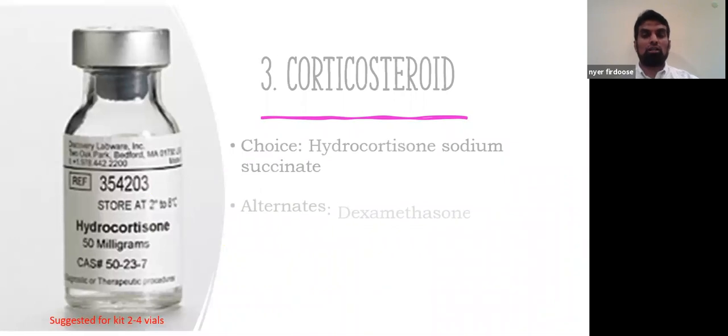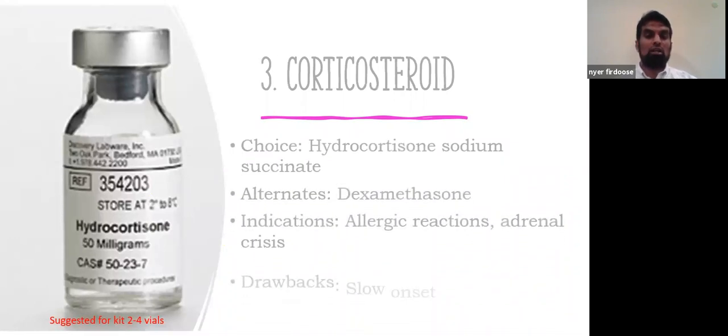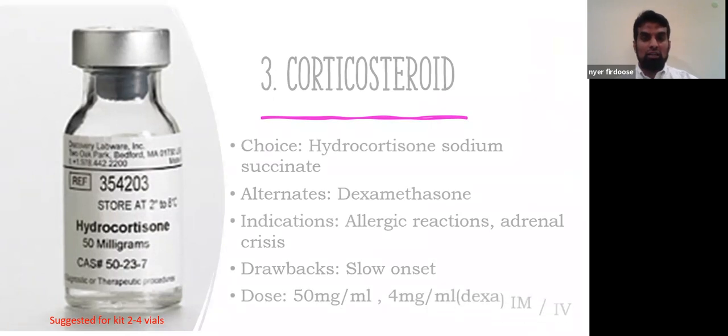Coming to the corticosteroids, the drug of choice under this category is hydrocortisone sodium succinate. The alternative is dexamethasone. The indications are mainly allergic reactions, to prevent recurrent episodes of anaphylaxis. They are also important in the management of acute adrenal insufficiency or acute adrenal crisis. The action is that it has a very slow onset of action. It is available in a dosage of 50 milligrams per ml in every 2 ml vial. The most common is Decadron, which is available as 4 milligrams per ml. The suggested units per kit is 2 to 4 vials.